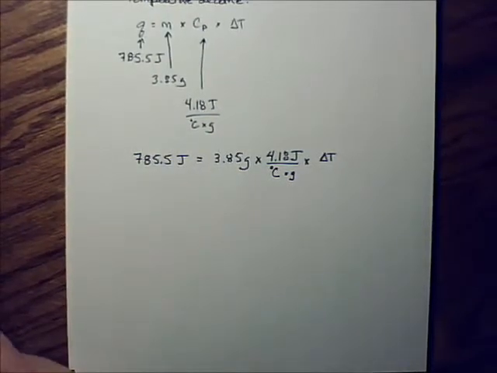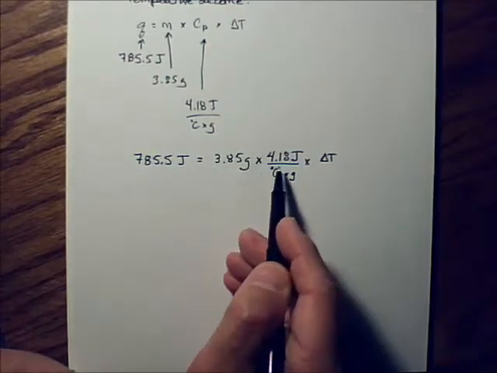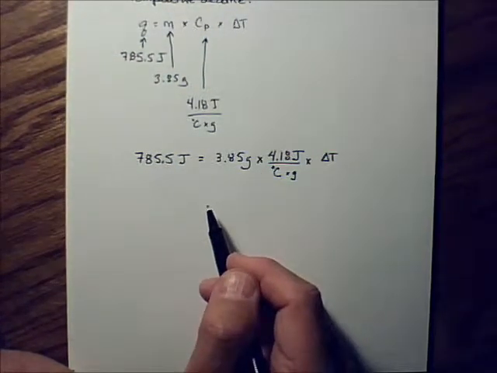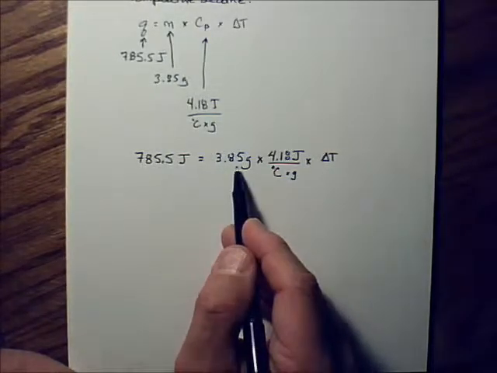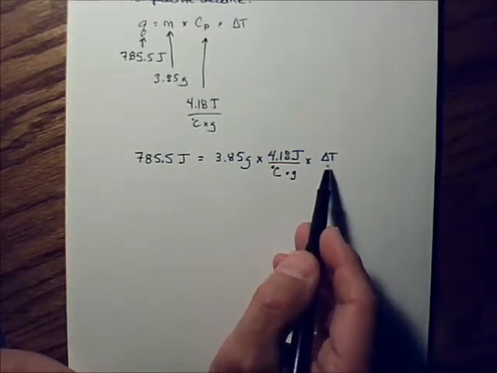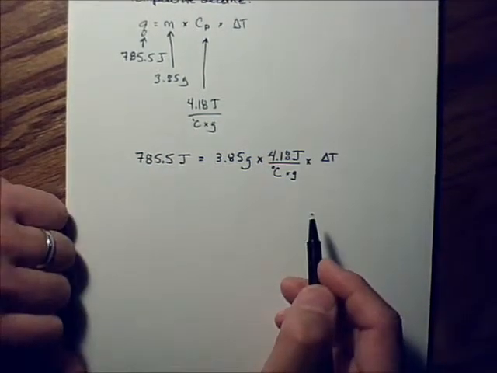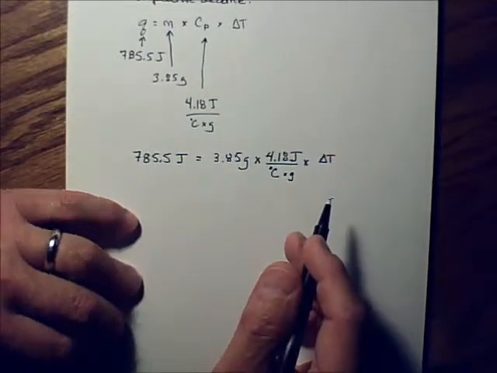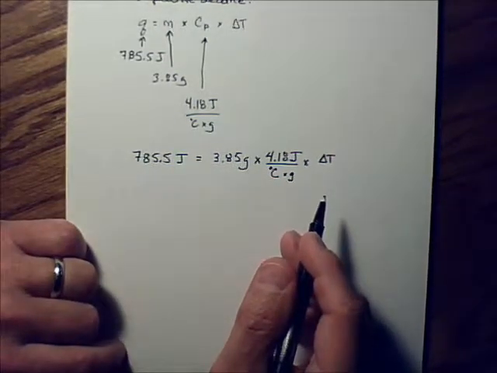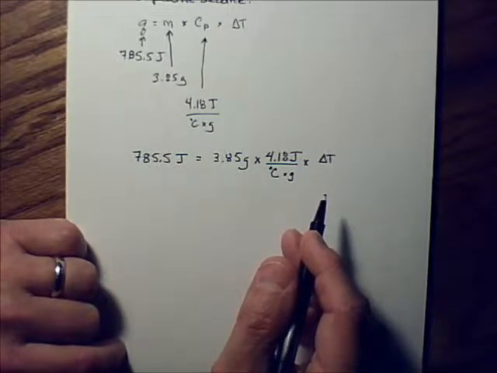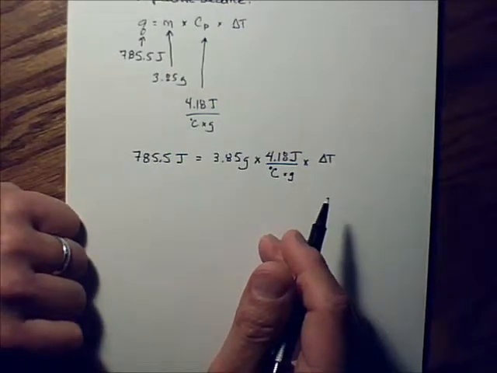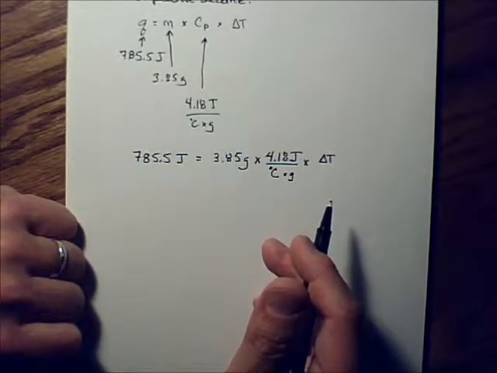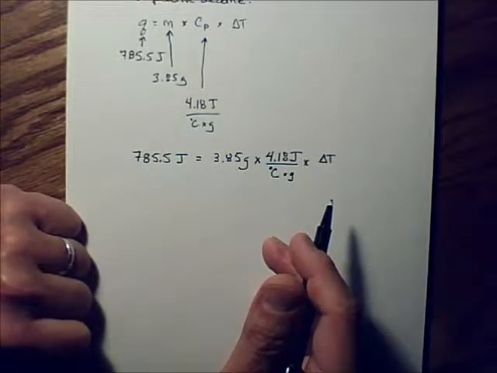How do we get delta T by itself? You divide both sides by these two things. That's how you move 3.85 to the other side to get this by itself. This is multiplication. You can't undo multiplication with subtraction. You have to undo multiplication with division. You understand what he's saying? Anybody else feeling lost right now? Who's feeling lost?